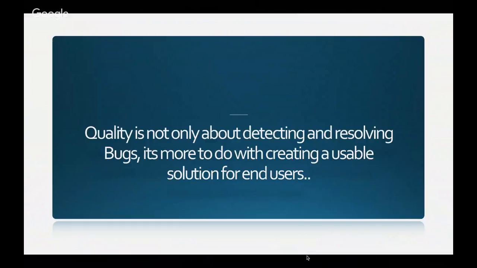So trust me, quality is not just about detecting and resolving bugs. Yes, detecting and resolving bugs is a very important part of it, but it is not the only thing. You have to think about users, and you have to think from user-based scenarios. We'll talk more about this in our upcoming slides.